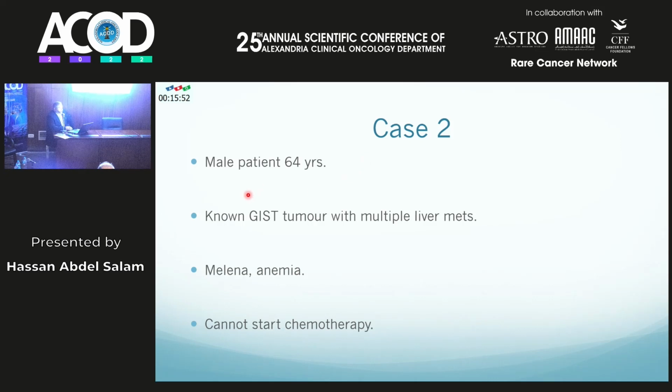Our second case is a 64-year-old male patient with a known GIST tumor, a gastrointestinal stromal tumor, with multiple liver mets. The patient presented with severe melena and severe anemia, and can't start his chemotherapy because of the anemia. So he was referred to us by our colleague oncologists for control of bleeding.